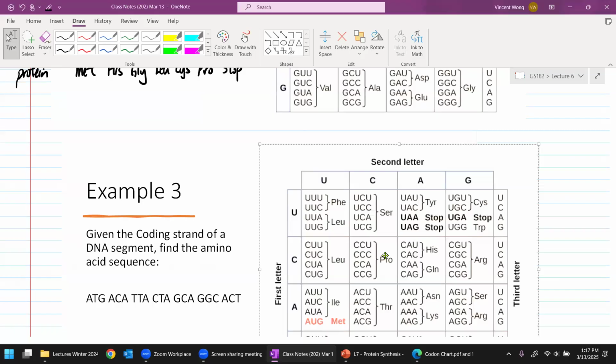Wait, so mRNA copies from the template? mRNA copies coding. When I say copy, I mean identical. So because this one is coding, just copy all the letters exactly as they are, but you have to switch the T to the U. That's all you have to do. Switch the T to the U if I give you coding. But template is different, and template is the base pairing. Got it?